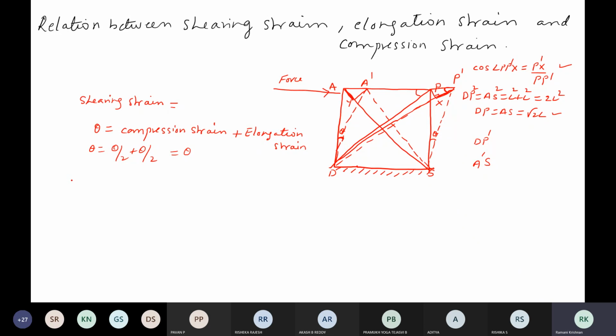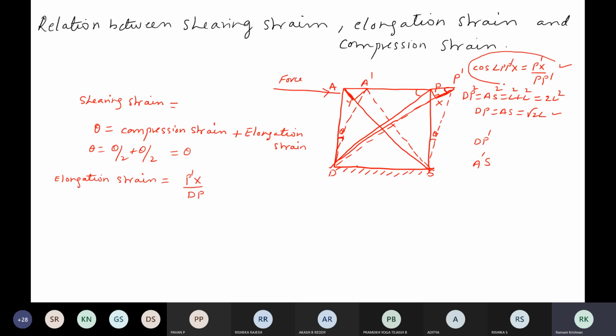Have you understood this topic, or do you want me to continue with what I'm doing? Okay, I repeat. I'm in no hurry to go fast. So what is this elongation strain? Elongation strain means the increase in length. Increase in length is P dash X. What is the original length? Original length is dP. Now I don't know P dash X. I will get it. I will take it from here.